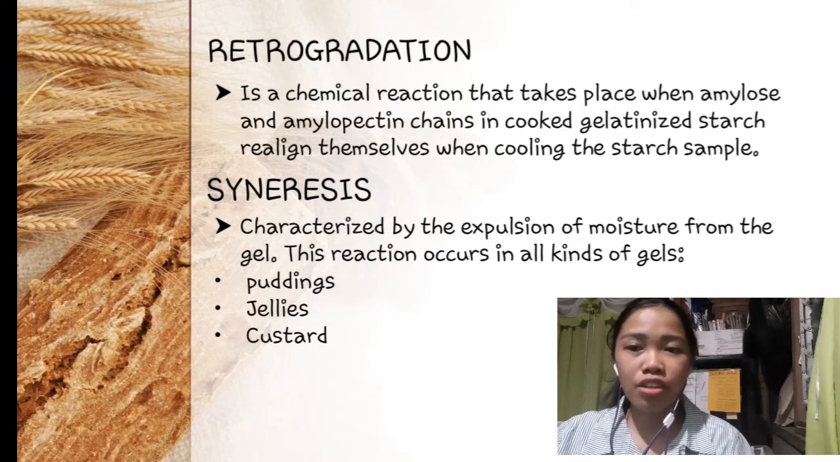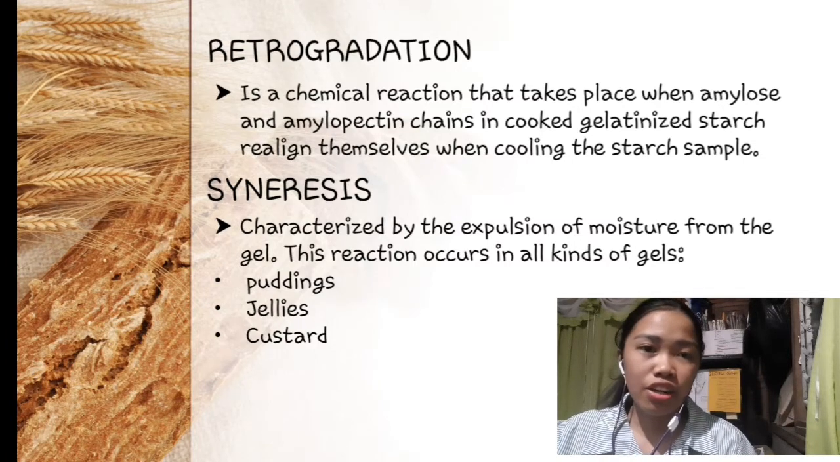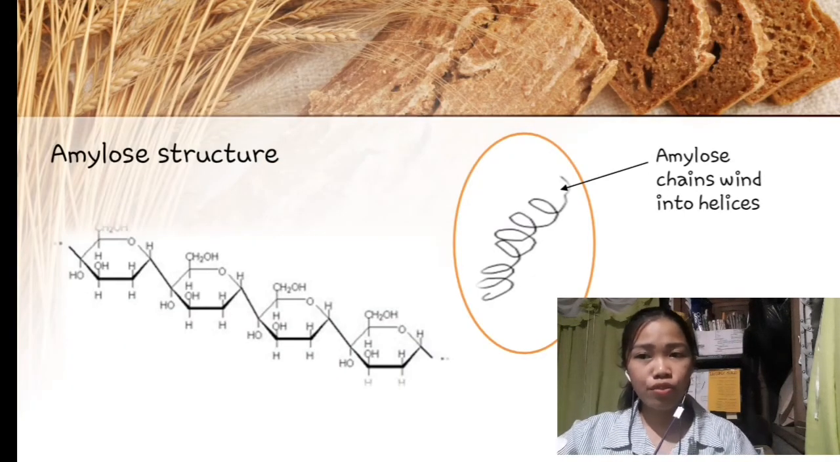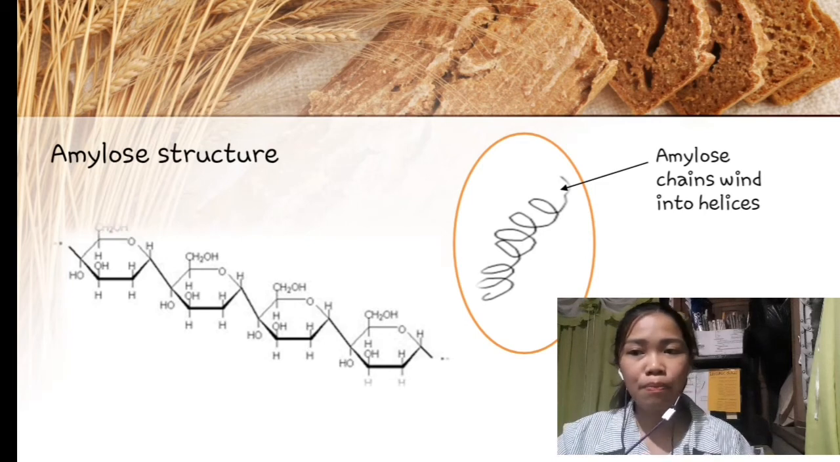Retrogradation is a chemical reaction that takes place when amylose and amylopectin chains in cooked gelatinized starch realign themselves when cooling the starch sample. Syneresis, on the other hand, is characterized by the expulsion of moisture from the gel. This reaction occurs in all kinds of gels. Starch consists of two polysaccharides, the monosaccharide polymers and glucose. The two polymers of starch are amylose and amylopectin.